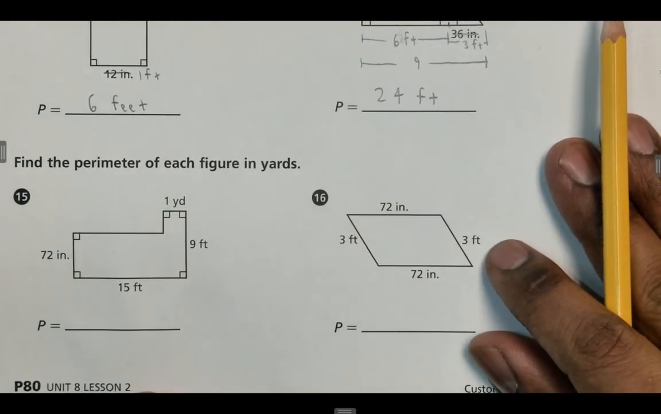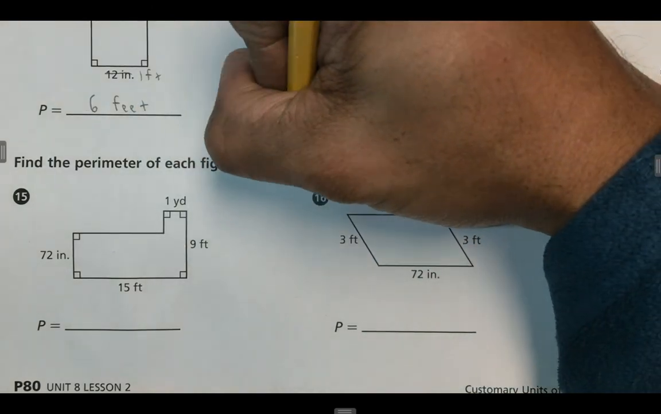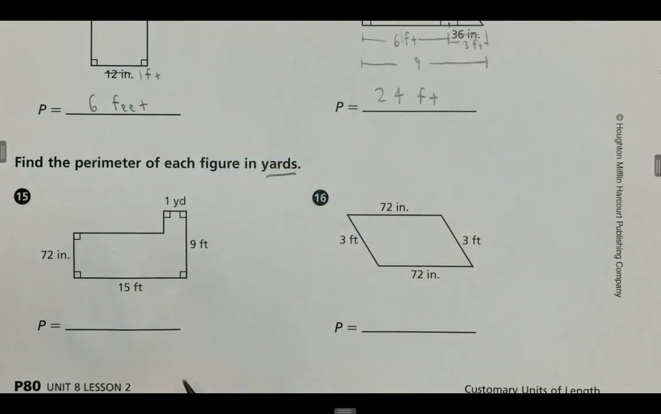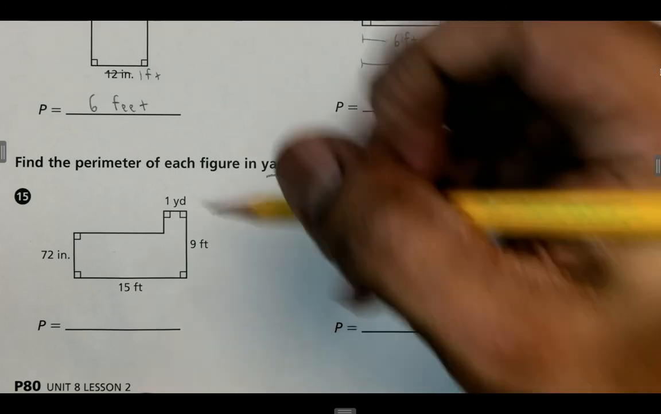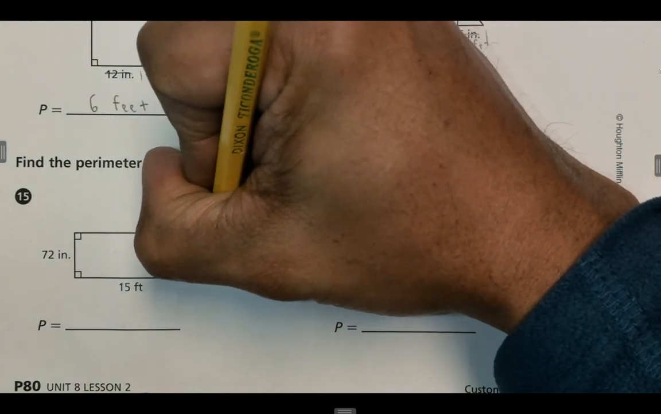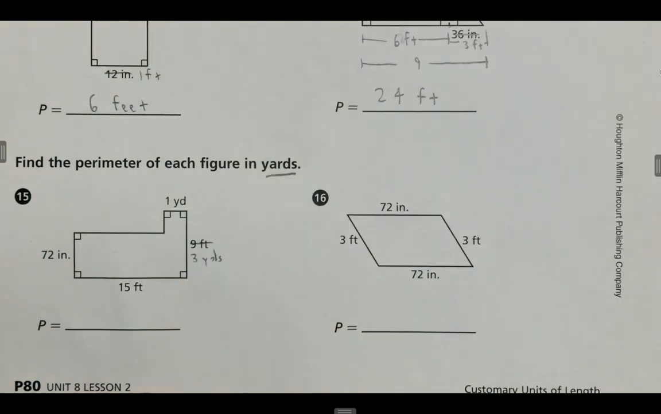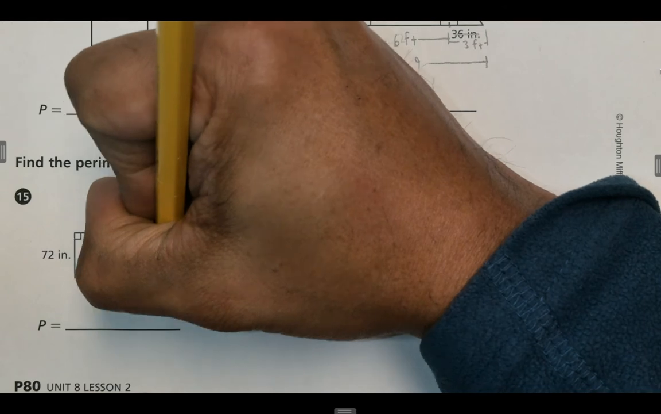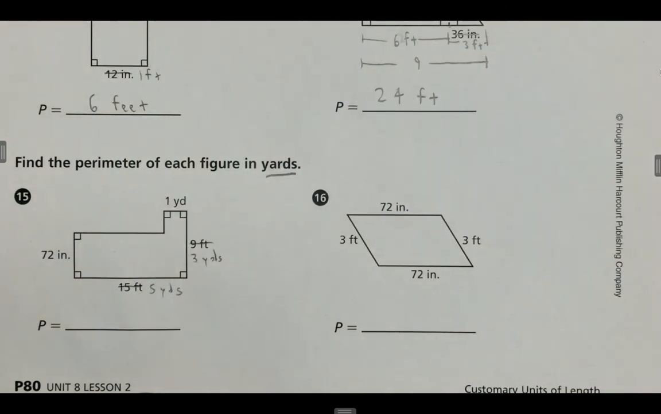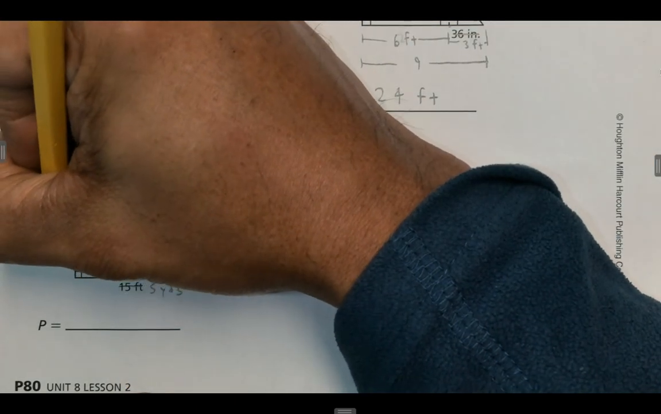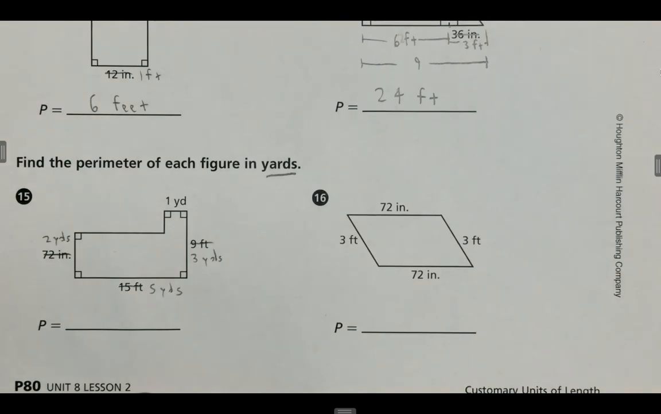Last two problems here, we're looking to come up with an answer that's in terms of yards. So for number 15, I've got to do some converting. 9 feet. Feet to yards. I've got to divide by 3. 9 feet is 3 yards. 15 feet. 15 divided by 3, 5 yards. Inches to yards. I've got to divide. There's 36 inches in 1 yard. 72 divided by 36 is 2. This is 2 yards.